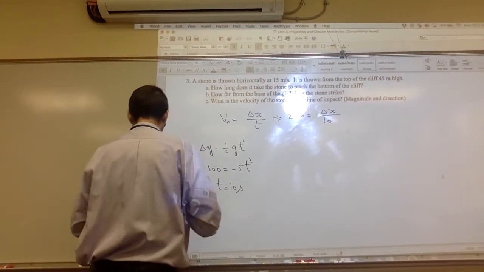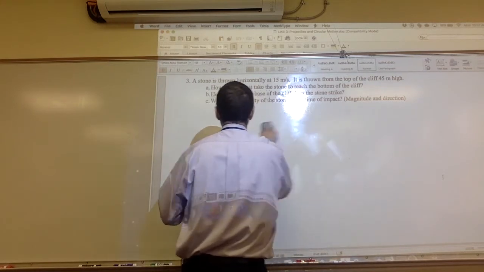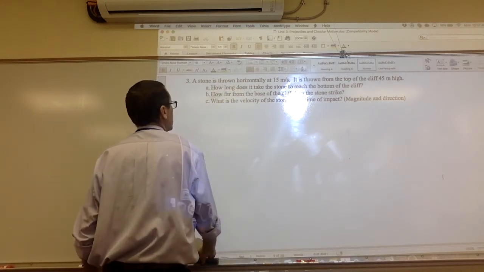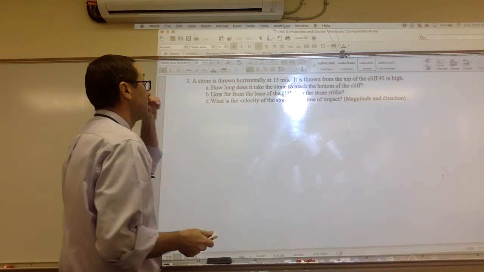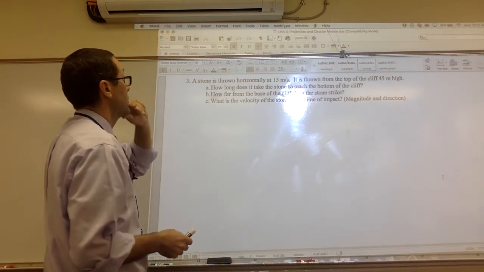All right. The next one says a stone is thrown horizontally at 15 meters per second. It is thrown from the top of a cliff that is 45 meters high. How long does it take the stone to reach the bottom of the cliff?